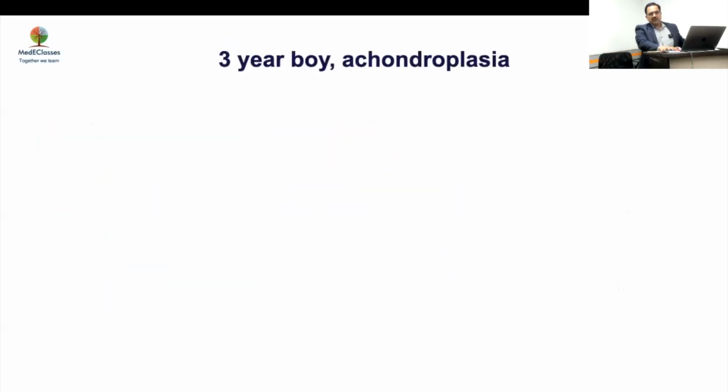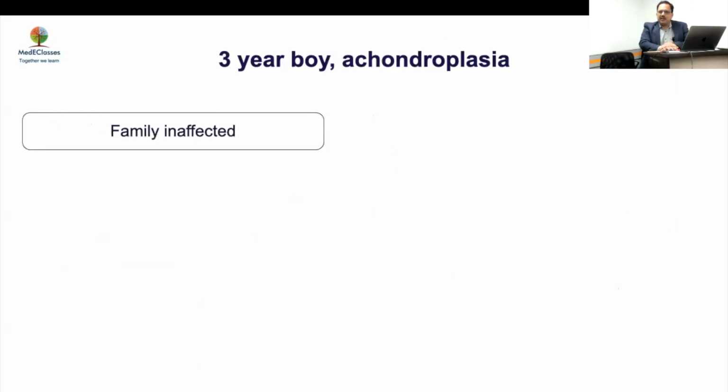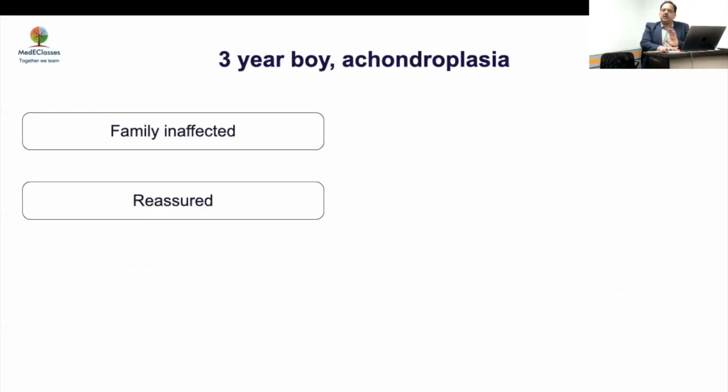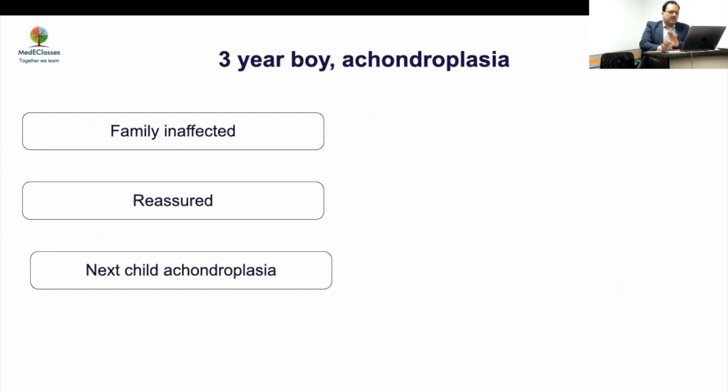But this case you discussed last time also, 3-year-old achondroplasia, family not affected, he was reassured. But now the next child comes to you again. You said, okay, nothing to worry. This is just a freak thing. This fellow has had a mutation, but the next child developed achondroplasia. So Dilip, what was the problem in this case? Father or mother, none is affected. But how does this child, again, the second child, also have the disease?